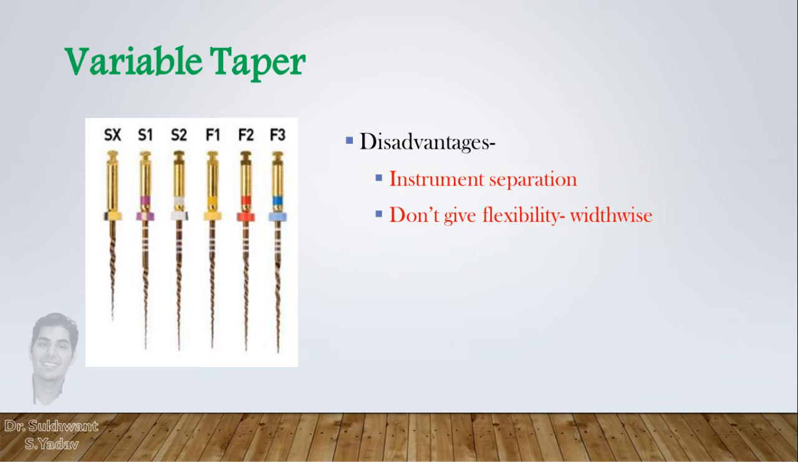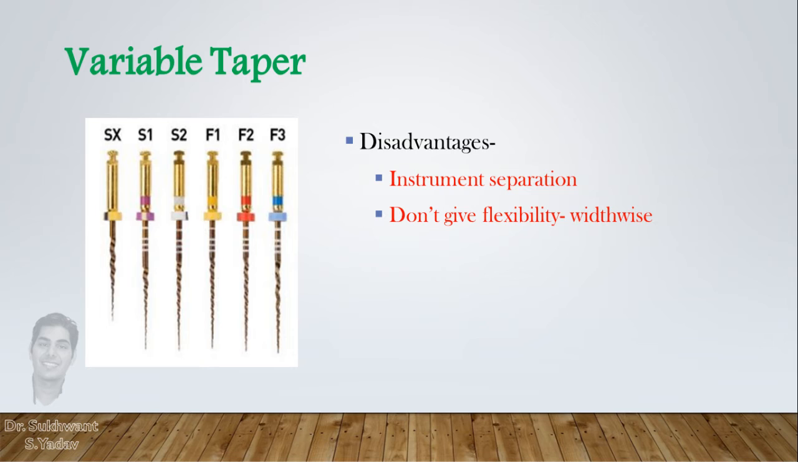This is because S1 and S2 will not prepare the apical third, and as soon as we put F1 for the apical third, a lot of resistance to the file occurs because the canal is very narrow in this part but the taper is quite high, that is 7%. This induces cracks in the dental walls which can fail the treatment in the long run.